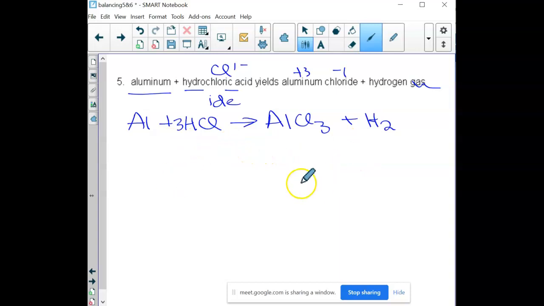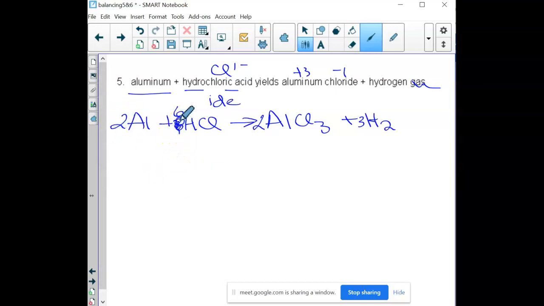3 and 2 is what we got, but we're going to have to get them to 6. So instead of putting a 3 here, I'm going to put a 6 here because I need 6 H's. So now my H's look good when I put the 3 in front of H2, but now I have 6 H's and 6 Cl's. So I've got to fix that. I'm going to put a 2 here to get 6 Cl's. Now I have 6 Cl's, but I also have 2 aluminums. So to fix my aluminums, I'm going to put a 2 over here.